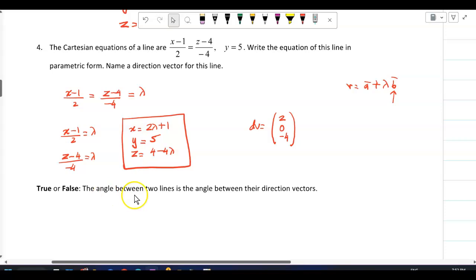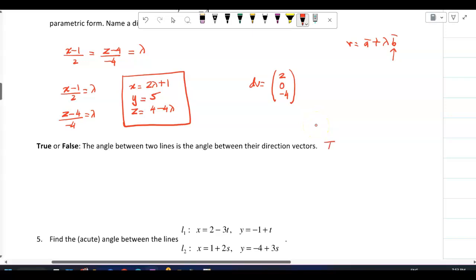True or false? The angle between two lines is the angle between the direction vectors. Obviously true. That's what you need to remember. If you are finding the angle between two lines, it's the angle between two vectors. Now, how do you find the angle between two vectors? The cos theta formula is correct.